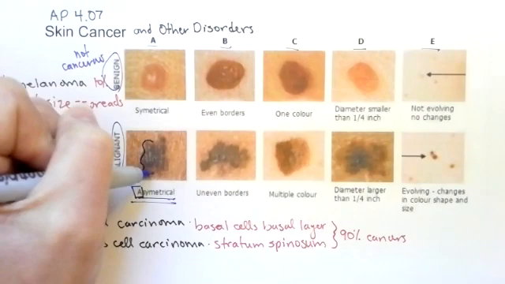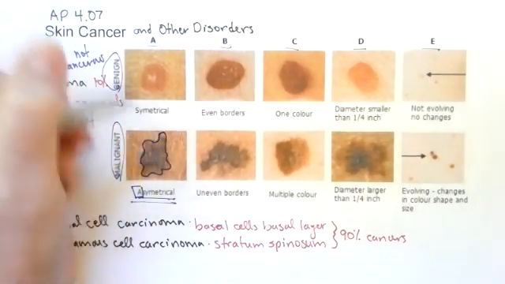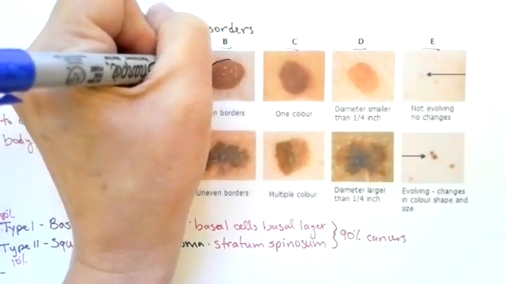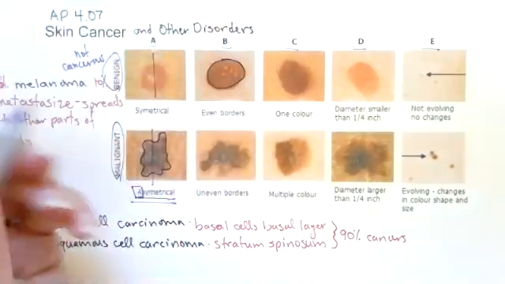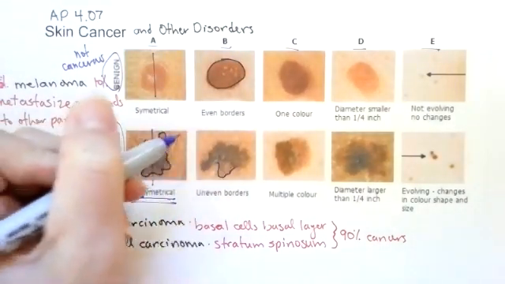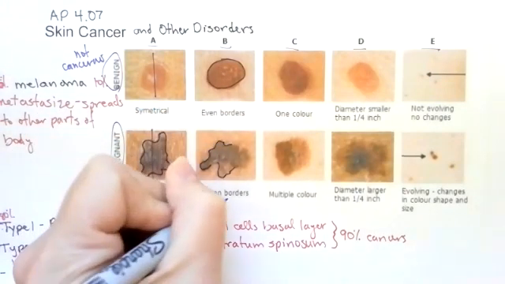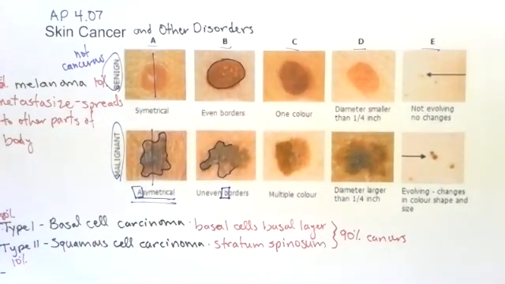You can see my borders here. Symmetrical means if I cut it down the middle, I have even left and right halves. If I cut this one down the middle, there's no way that's going to be even. Here, I have a nice clean line around this mole. Here, I've got some fuzzy edges, and a strong wavy edge here. These borders are uneven, so B stands for borders.